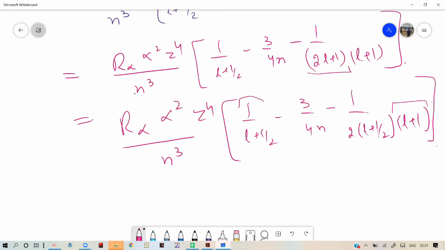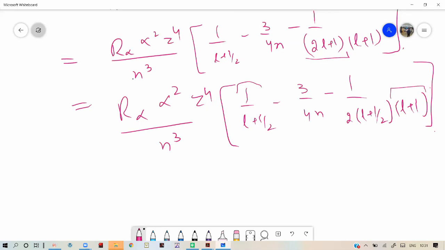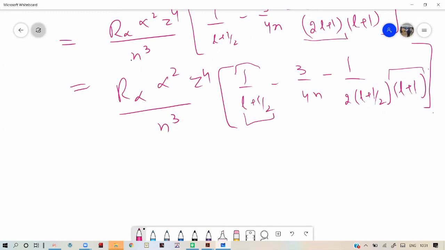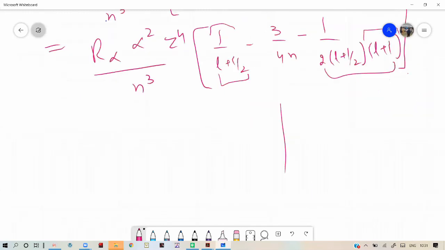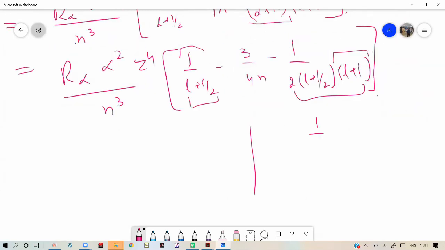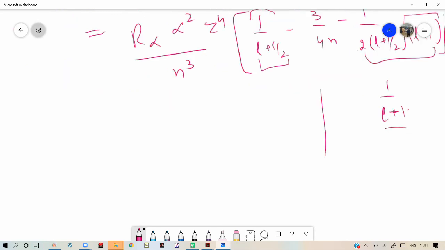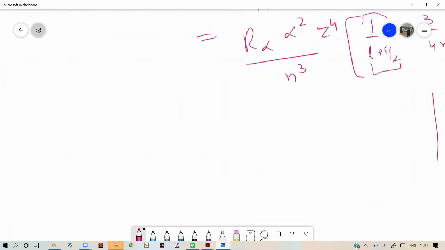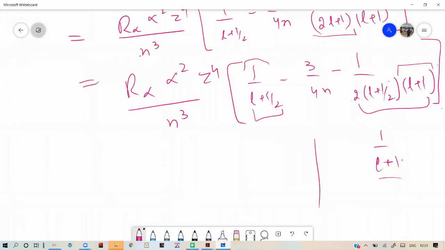Okay, now see these two expressions, these and this. If I simply solve them, you are left with 1 by L plus 1. If you solve these two terms, you will be left with 1 by L plus 1. Try to do it. And if there is any problem, let me know. So I will directly write the result now here.